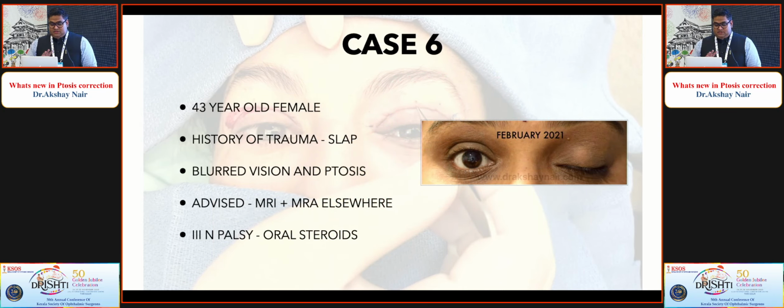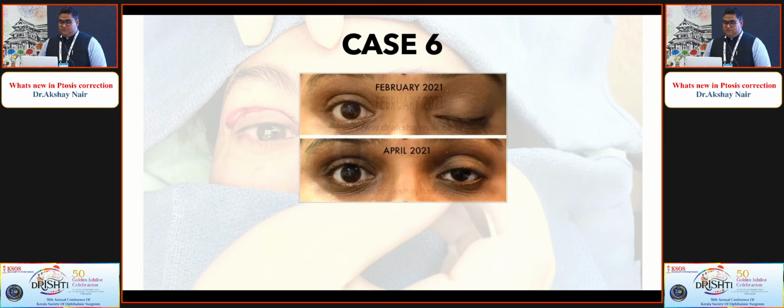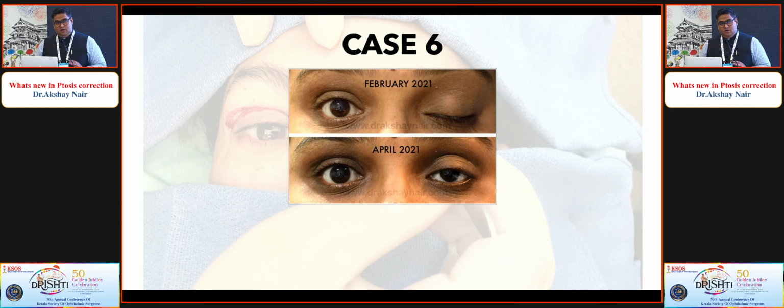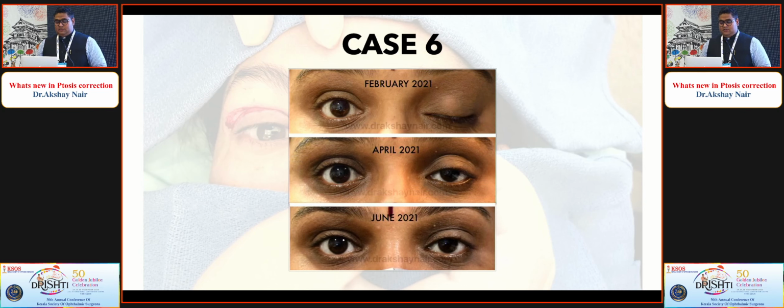This is case number 6. A 43-year-old female, history of domestic abuse. She was slapped by her partner. She had blurred vision and ptosis. MRI was done. It was called again third nerve palsy causing ptosis. Motility was fine, given oral steroids, and after a month was sent to me for ptosis surgery correction. This is Feb 2021. I did nothing, called her back in 3 months. April 2021, did nothing, called her back in 3 months. June 2021, she's nearly normal.